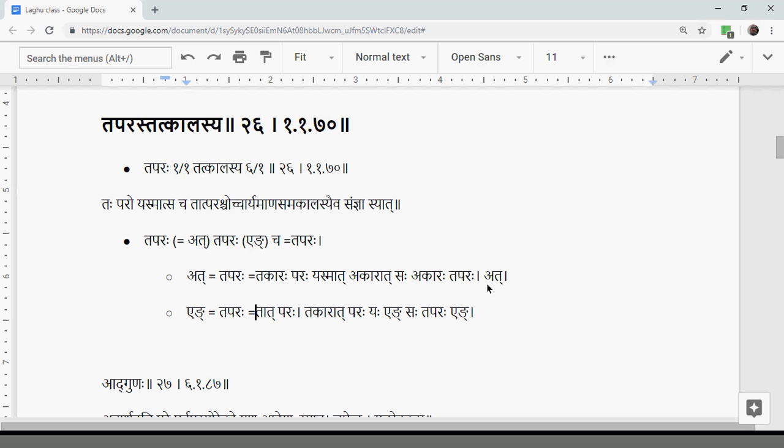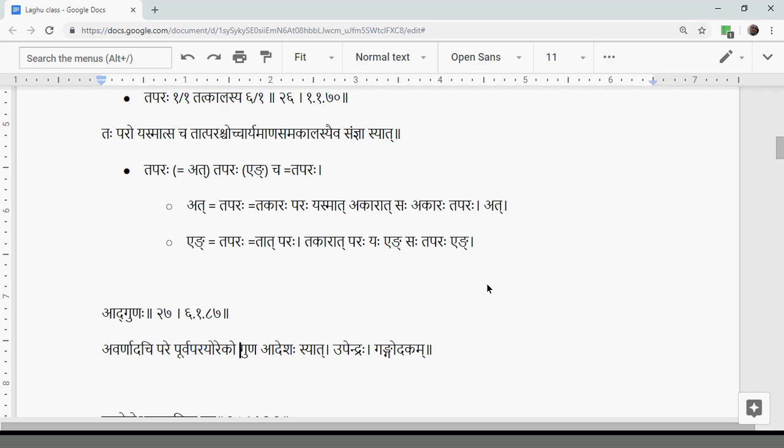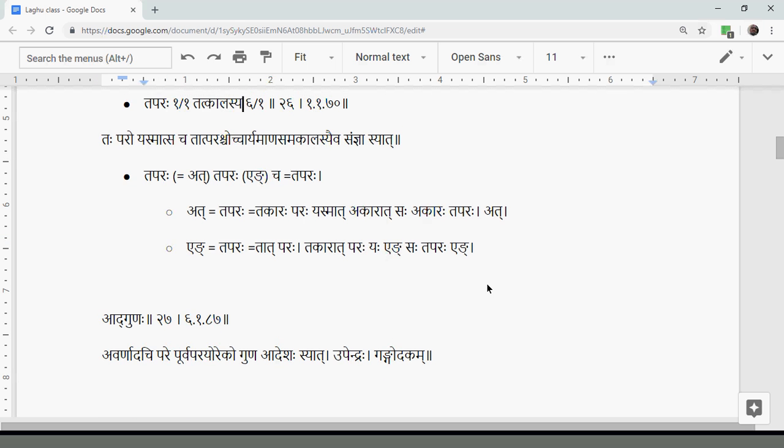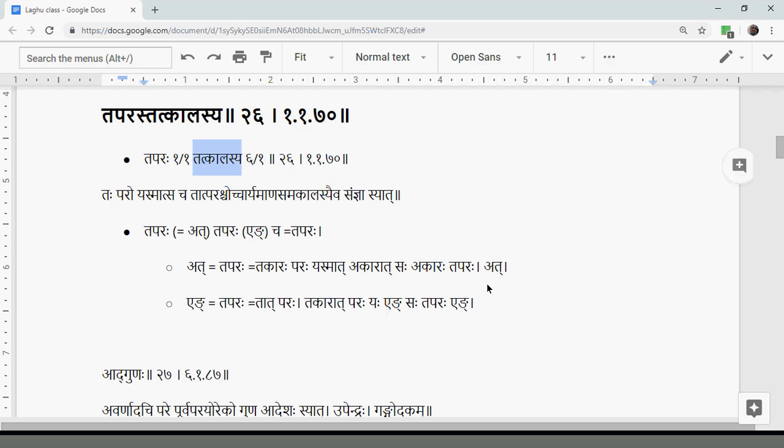So the first one is bahuvrihi. The second is panchami tatpurusha. And thereby two taparas are there: taparaha cha taparaha, finally it will be taparaha only. Now what is this tatkalasya? Tatkalasya eva sanyasyat. That is explained here as uchariyamana samakalasya eva.